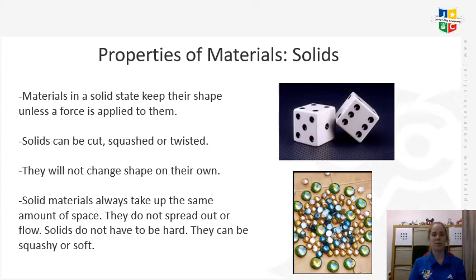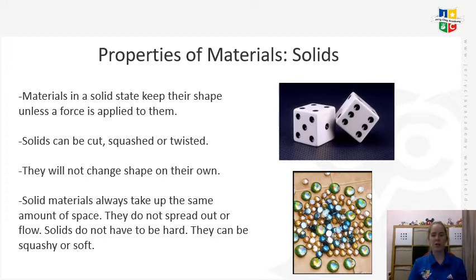For instance, the properties of solids are that materials in a solid state keep their shape unless a force is applied to them. So the shape cannot be changed unless you apply pressure to them. Solids can be cut, squashed or twisted. Now when they are squashed or twisted, they are changing shape, but they are only changing shape because you are applying force to them. They will not change shape on their own.